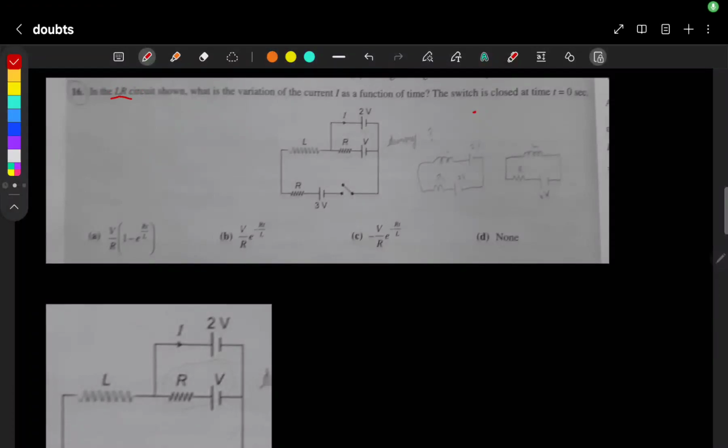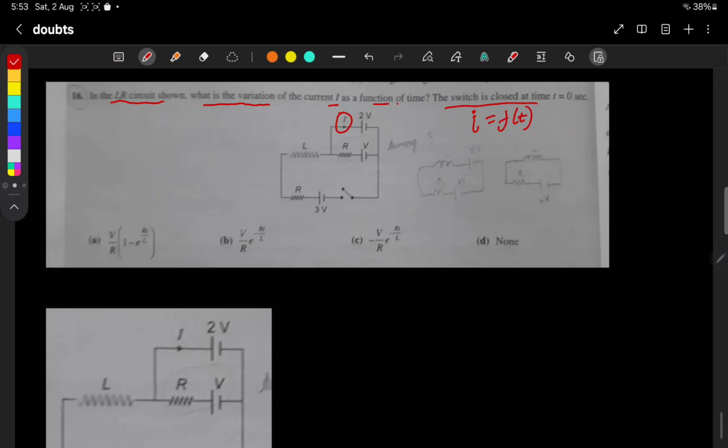So in the given LR circuit, what is the variation of the current I as a function of time? அப்போ இங்க இந்த I variation as a function of time கேக்குறாங்க. So they are asking I is going to vary with respect to time. So what is that equation? That is what they are asking.